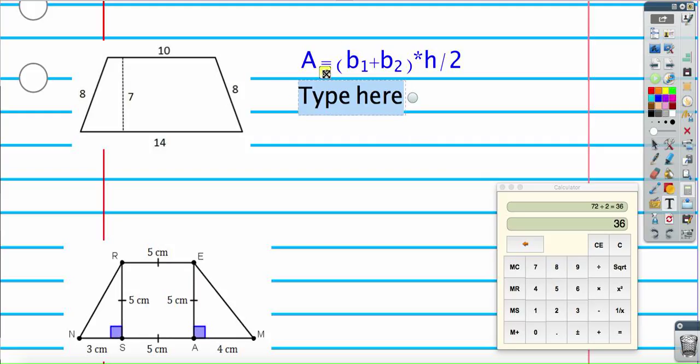Okay, so moving forward, let's fill in our missing values here. We've got area is going to be equal to base 1, so the top, which is 10, plus the bottom, which is 14, close your parentheses, multiplied by your height. Now be careful because you have those slanted sides, but remember when you go to the doctor, you don't stand at a slant to get your height taken. You stand straight up and down. So we're going to take that 7, which is the height, and then divide by 2.